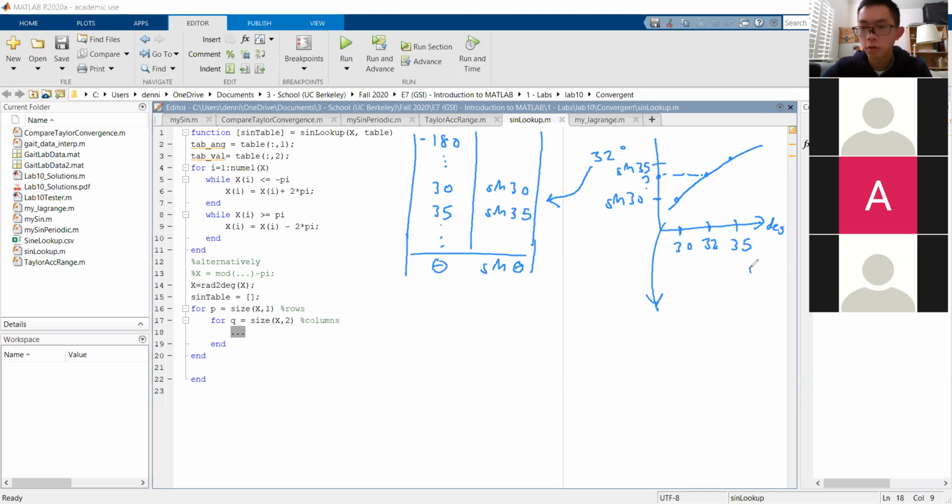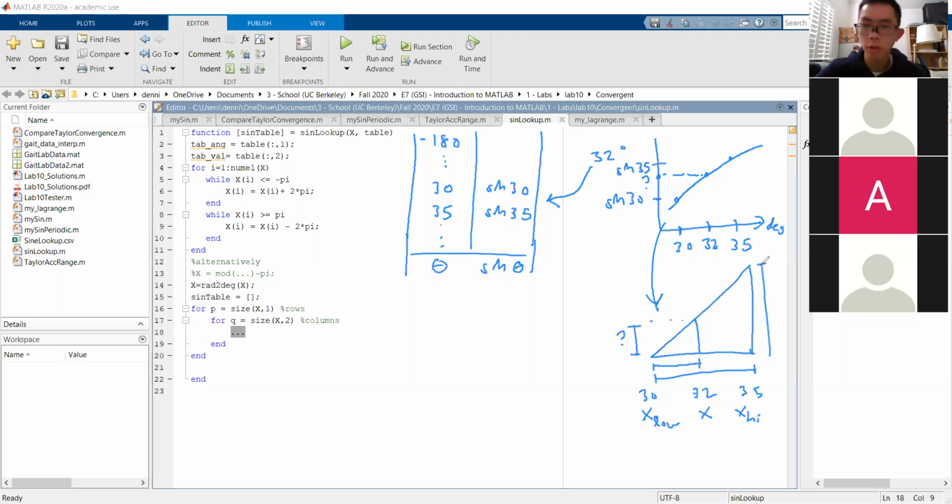I'm going to draw a few triangles to kind of illustrate what's going on here. I know some of you may understand what's going on, but I want to make sure we have a graphical conceptual understanding. Okay, here is 30, 35, and 32. I'll write this as x low, x high, and this I'll just call x. And we want to find what this quantity is. So we know what this distance is. We know what this distance is. We want to find this one. I'll put a question mark, and we know what this is.